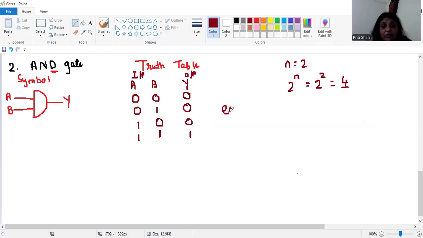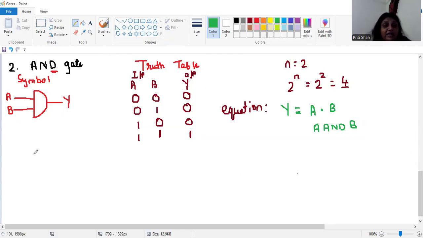Now, let us write the equation. What can be the equation for this? So, let's write it down. Equation: Y is equal to, what is Y? A and B. This dot representation is for AND. Okay. So it's like a multiplication, but it is not. It is an AND gate symbol in equation format.